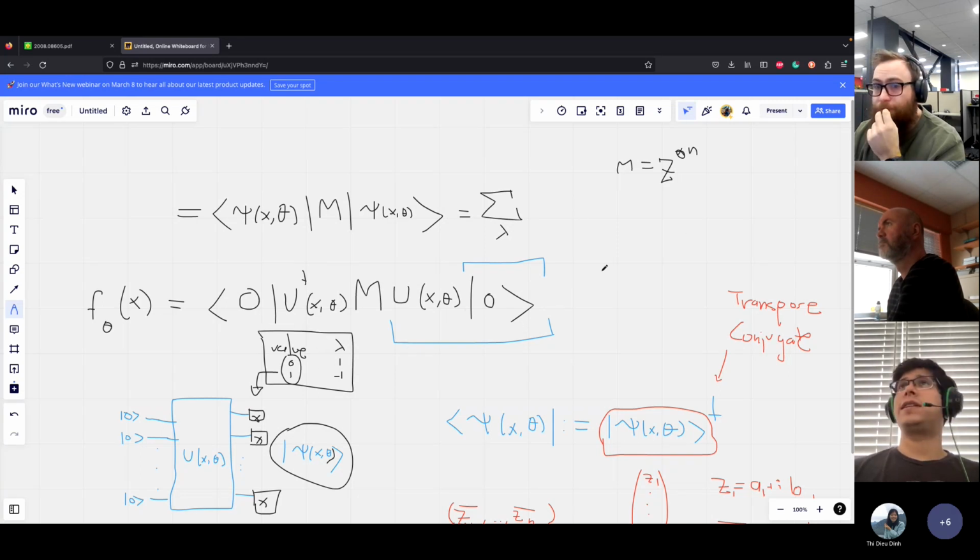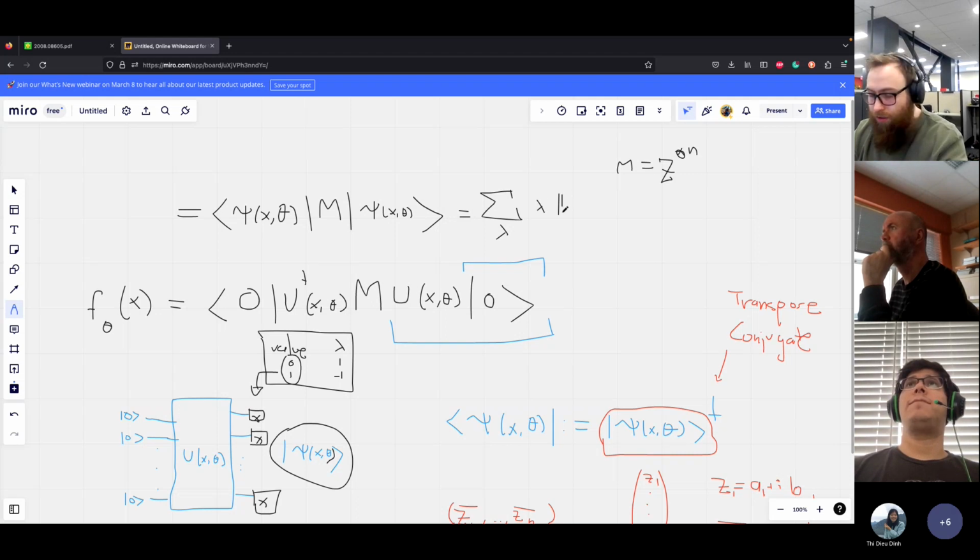And I'm going to do an explicit example. Let me just write down the formula. So you sum over the possible lambdas, and then you look at the probability of measuring lambda, now replaced with the value, on the state that you prepared. In this case it is psi of x theta.